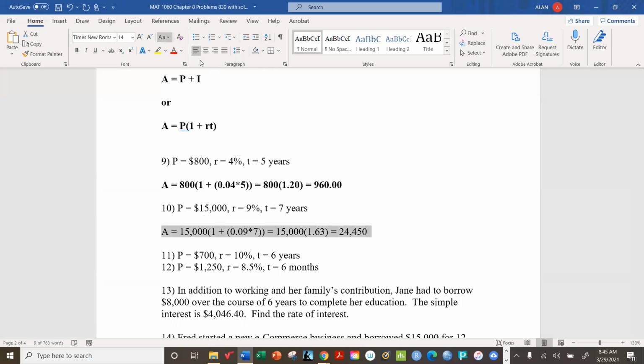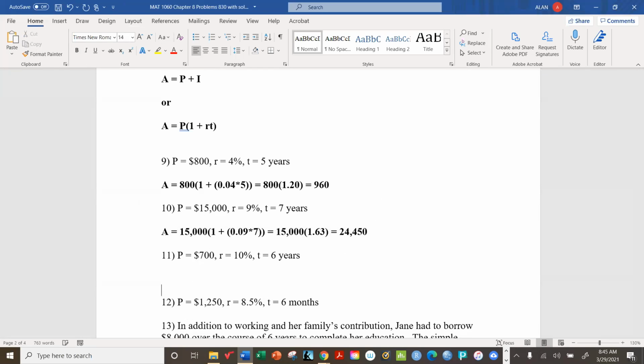All right, very good. If there's no sense, you don't really have to write them out. You could leave it like that, or you could put them in. It's up to you. All right. Now for this one, A equals 700 times 1 plus the product of 0.10 times 0.6, or 700 times 1.6, which is 1,120.